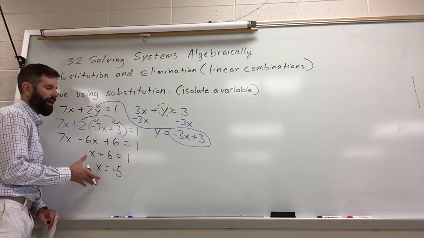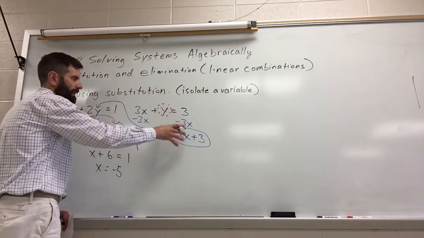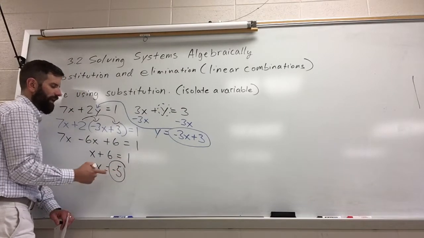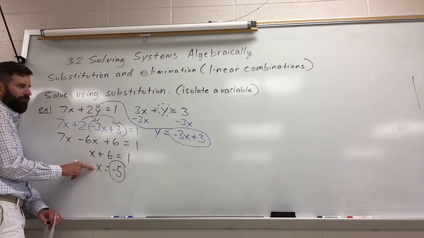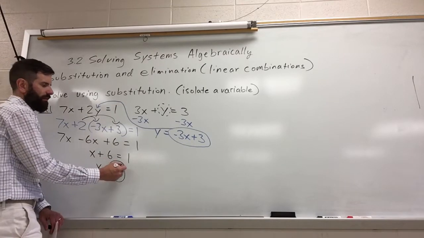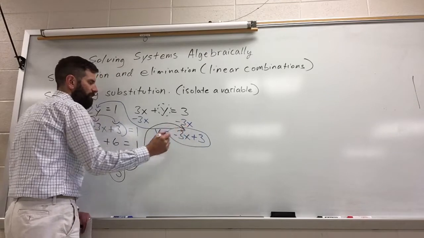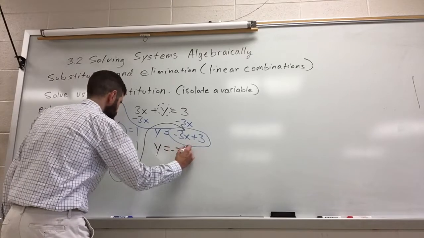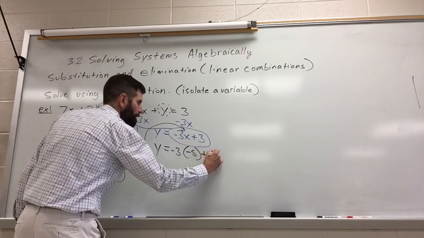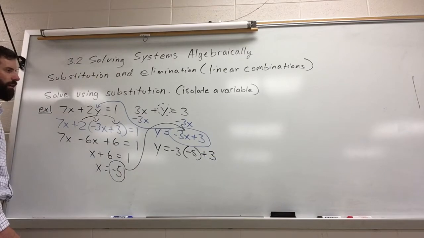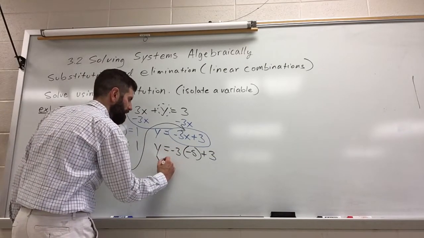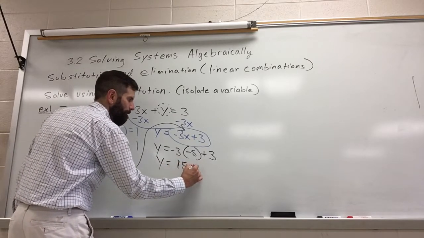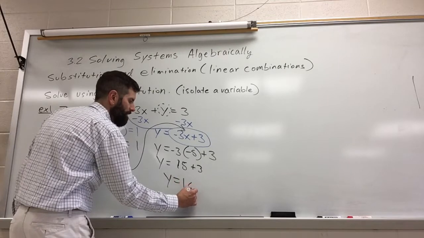Now I need to find my y value. And because I wrote these side by side to start out, I've got room to work right here. I'm going to take that negative 5 and I'm going to put it in for x into my other equation. I'm going to substitute again. So I'm going to get y equals negative 3 times negative 5 plus 3. Order of operations says to multiply that first. Oh, positive 15. We get y is equal to 18.